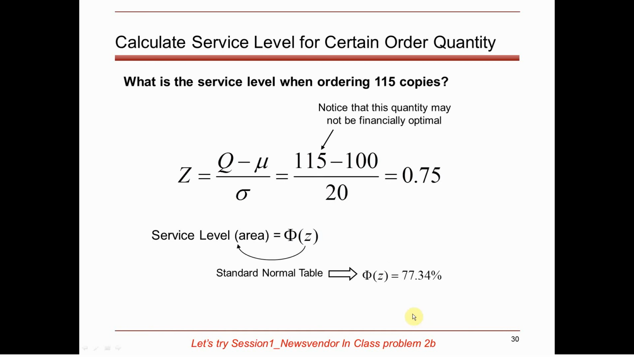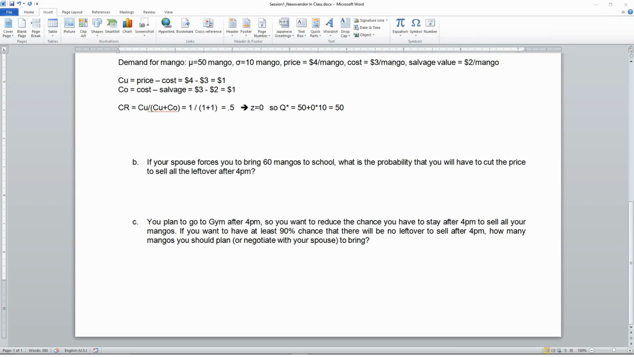Let's try solving this problem for our mango stand. What if our spouse forces us to bring 60 mangoes? If so, what's the likelihood that we're going to have to cut the price and sell leftovers after 4 p.m.? That means, what's the likelihood that we sell less than 60 mangoes? We bring 60 mangoes, and we want to know the probability. That's the same thing as asking what the service level is. So we can figure that out.